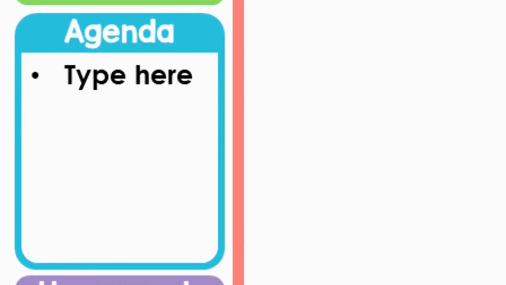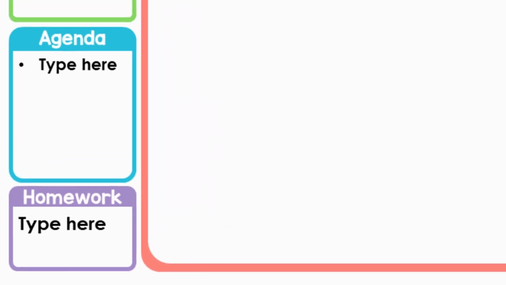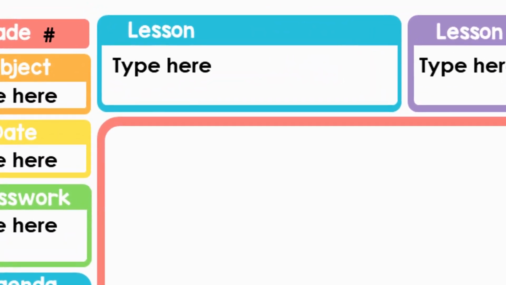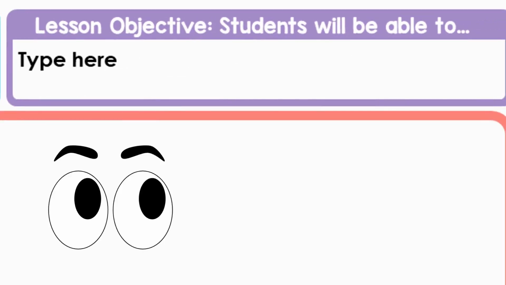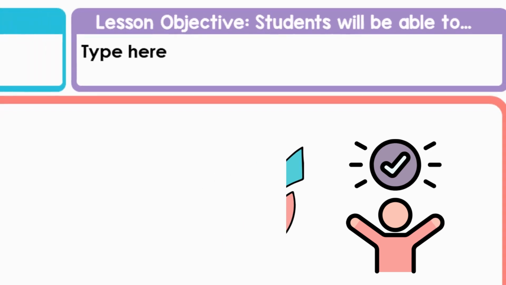On the top, I write the lesson name, and on the right side, there's a bigger space for the lesson objective. It already starts with "students will be able to," so I just complete the sentence. I like keeping this visible because the students should know what they're working towards and whether they have achieved it by the end of the lesson.